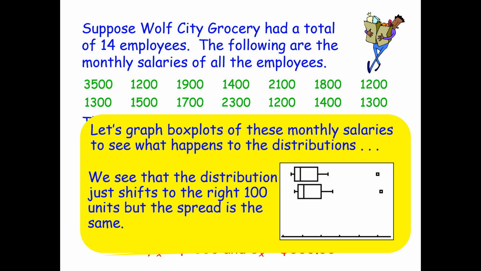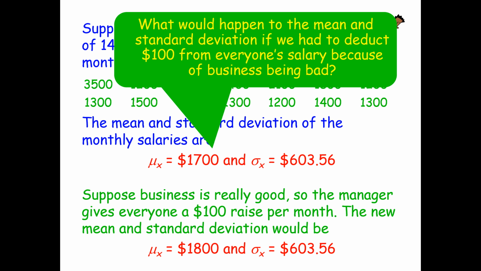So what would happen to the mean and standard deviation if we had to deduct $100 from everyone's salary because of business being bad? What do you think? Did you say it would just shift it to the left 100? Because that's what would happen.